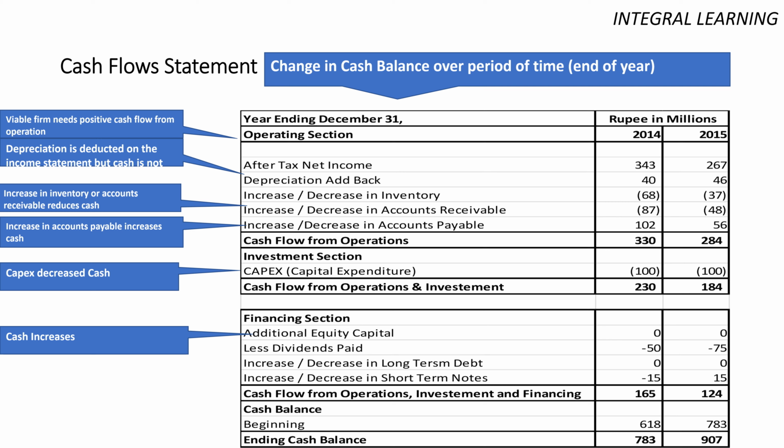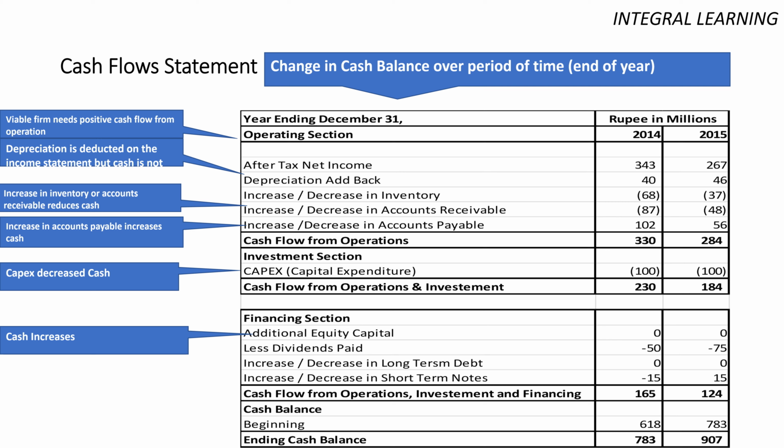Then comes the investment section. We will subtract the capital expenditure. Then comes the financing section. Additional equity. We will subtract the dividend paid. Increase or decrease in long-term debt. Increase or decrease in short-term notes. We will get the cash flow from operations, investment, and financing. Then we will add the beginning cash to it, and we will get ending cash balance.